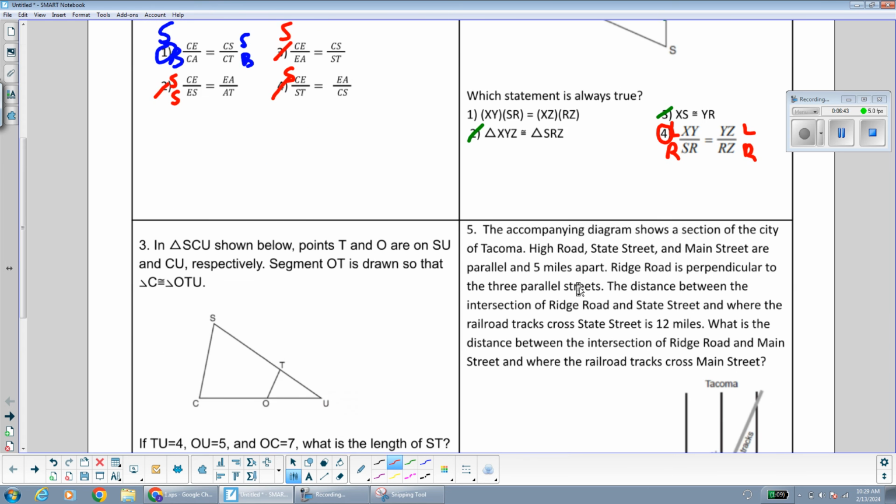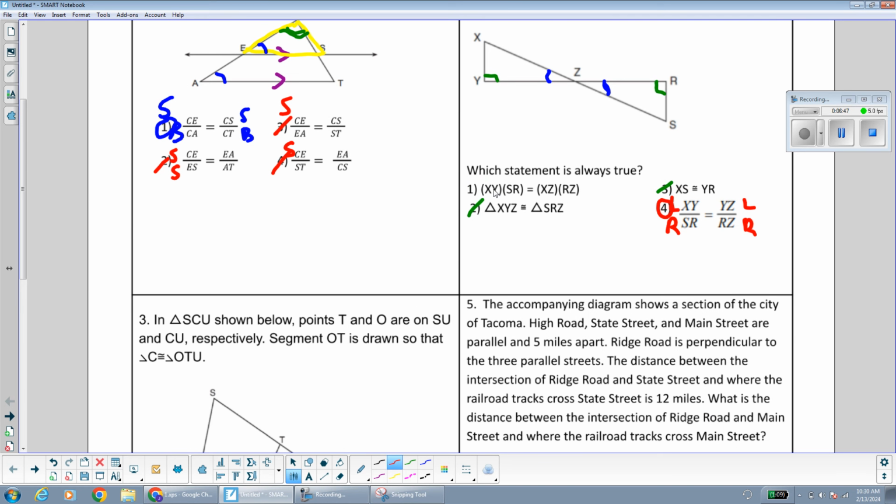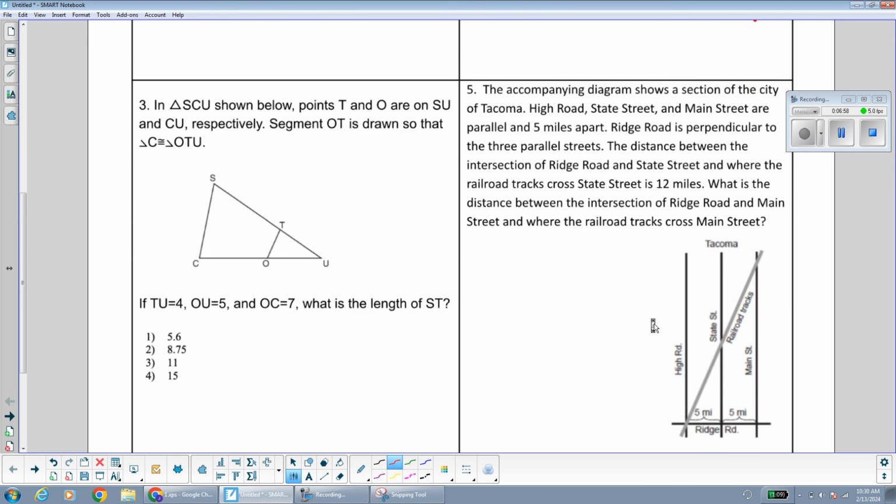Moving on to the next one. If that wasn't the answer choice, you would have to first rewrite this as a proportion. Just make sure that if you rewrite this as a proportion instead of a product, it does cross multiply to give you this product, so that way you can check it out. But we didn't need to here because 4 was the correct answer.